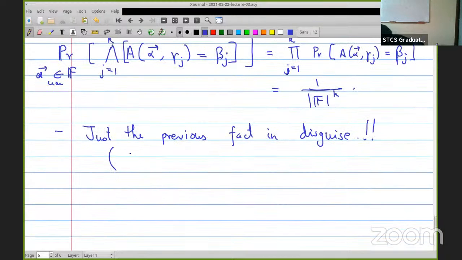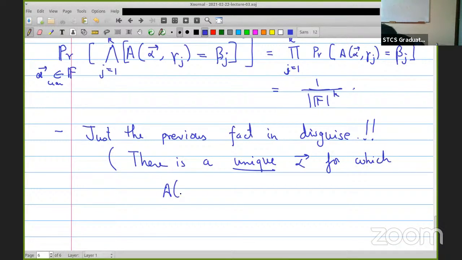And basically the point is that there is a unique alpha for which A alpha at gamma j is equal to beta j for k distinct gamma.